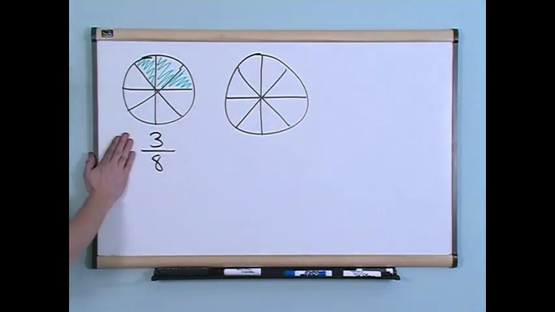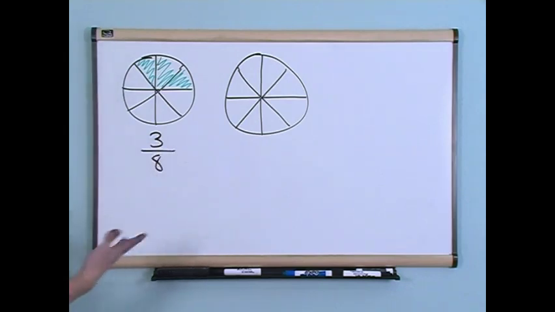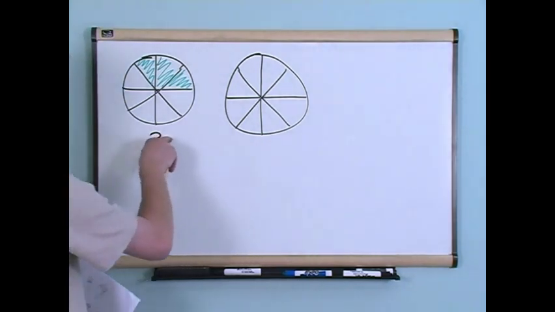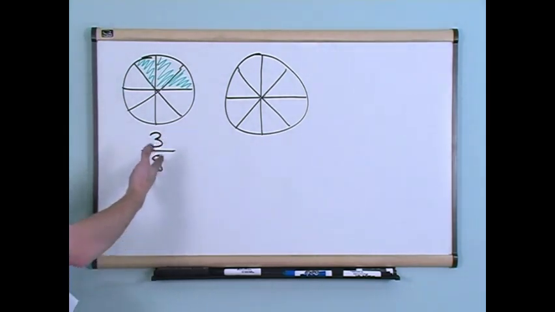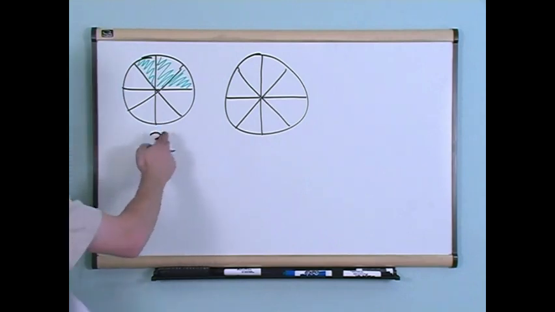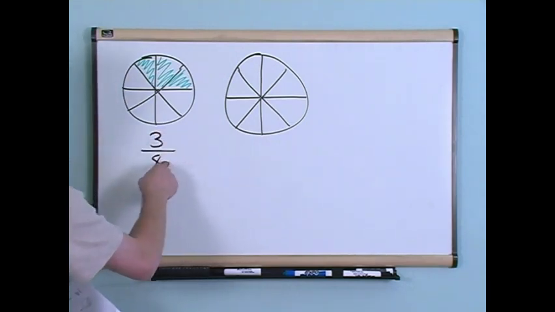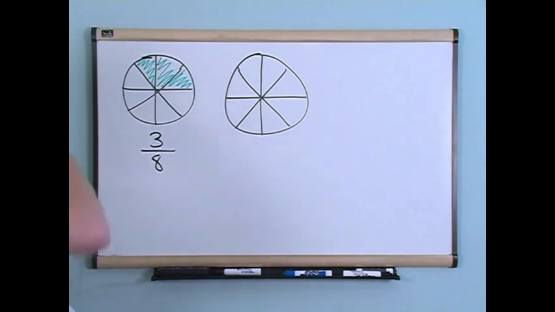Now notice in this case I couldn't simplify it anymore because I can't divide the top and the bottom by the same number that's going to make this any simpler. I can't divide by 2 here because it won't go into 3 an even number of times. I can't divide by 3 because 8 divided by 3 doesn't give you an even number either. So you really can't simplify that one anymore.